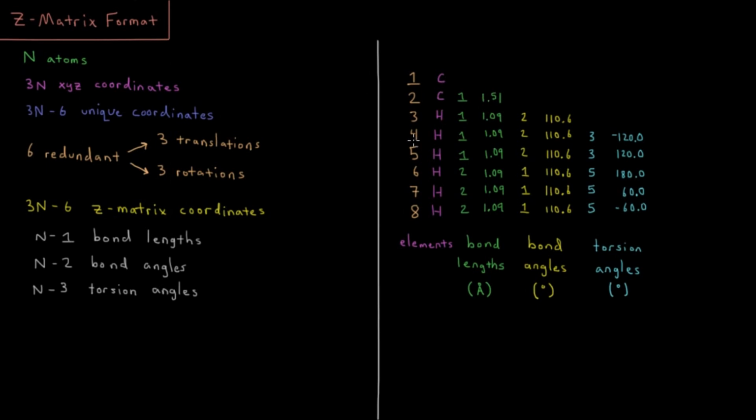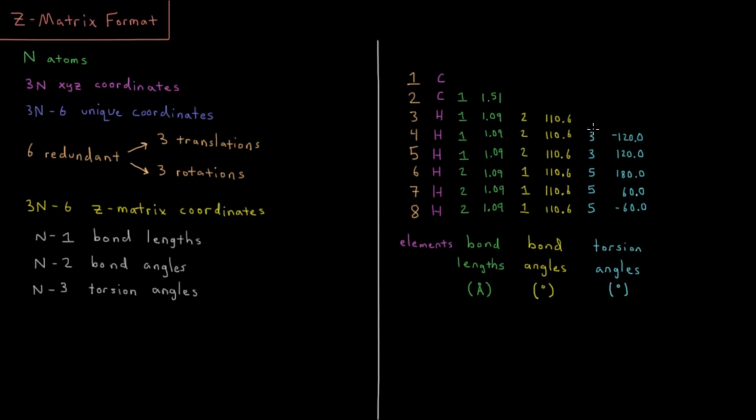And then for every atom from atom 4 up until atom N, the rest of the entire molecule, what we specify for each atom is 3 coordinates. We specify its distance from a specified atom number. We specify its bond angle from those 3 sets of atom numbers. And we specify, in addition, a torsion angle. In this case, this would be torsion 4, 1, 2, 3. And we're specifying here that that is negative 120 degrees.